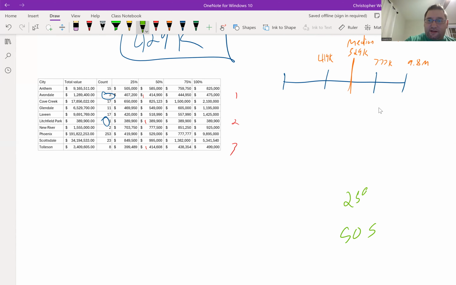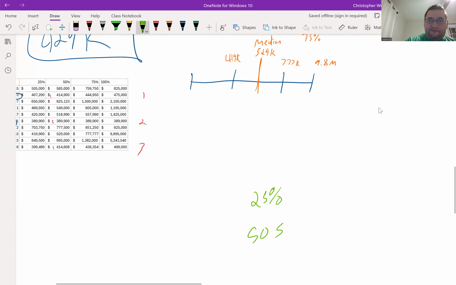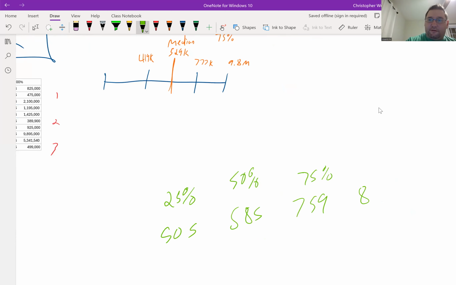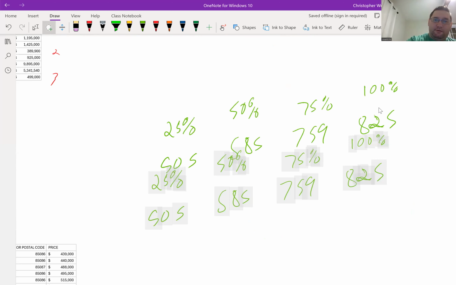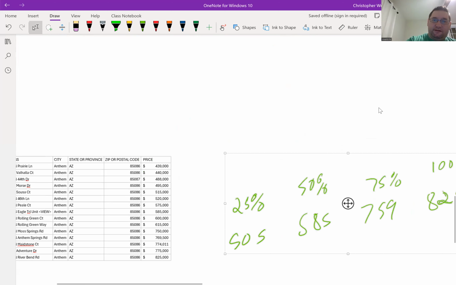We got 505, 25%, 585, 50%, 759, 75%, and 825 as high, 100%. So let me do some manipulation here. Okay, pull that down. Let's take a look here.